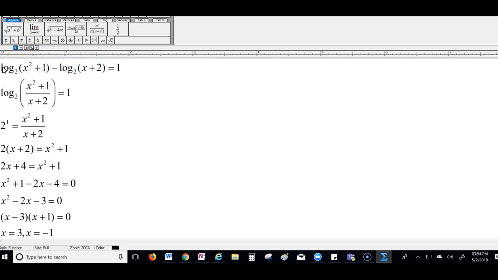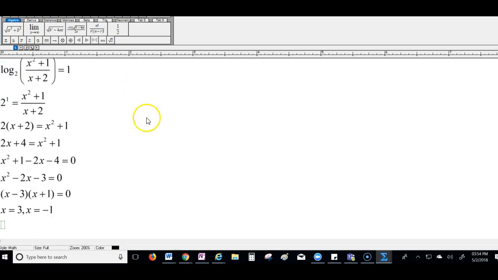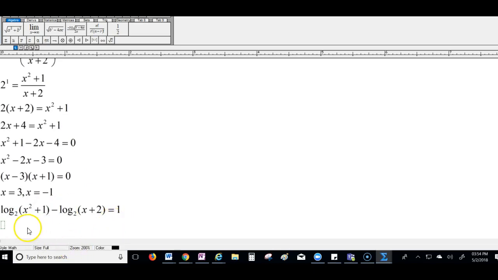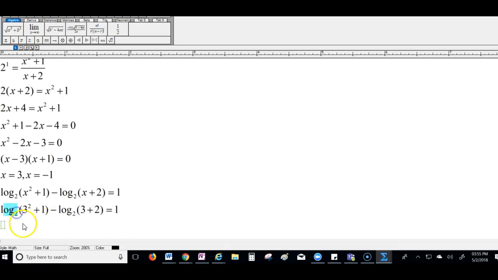When you're making a video, the video software sometimes makes life difficult. Alright, so I'm going to copy and paste that down here. Now if I substitute 3 in here, I get the log base 2 of 10 minus the log base 2 of 5. Well, I know that using that quotient rule, that's the log base 2 of 2. And I know that log base 2 of 2 equals 1. So that checks.